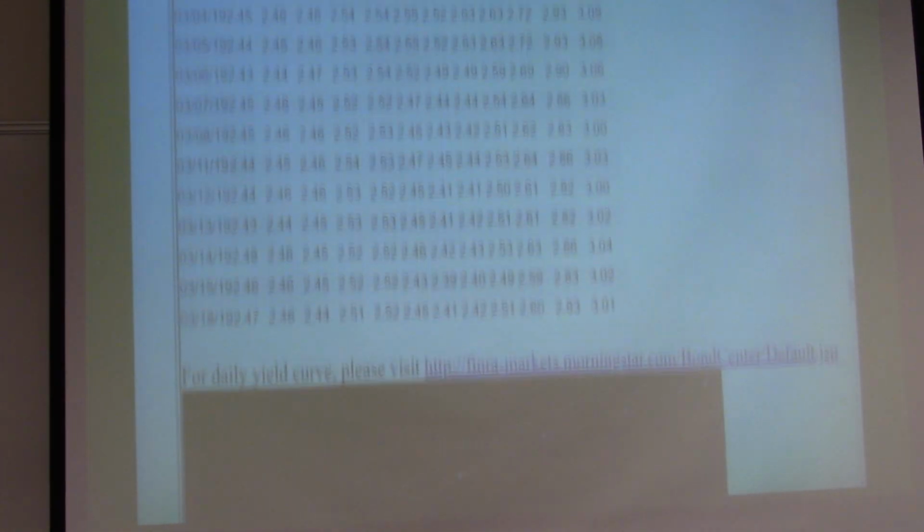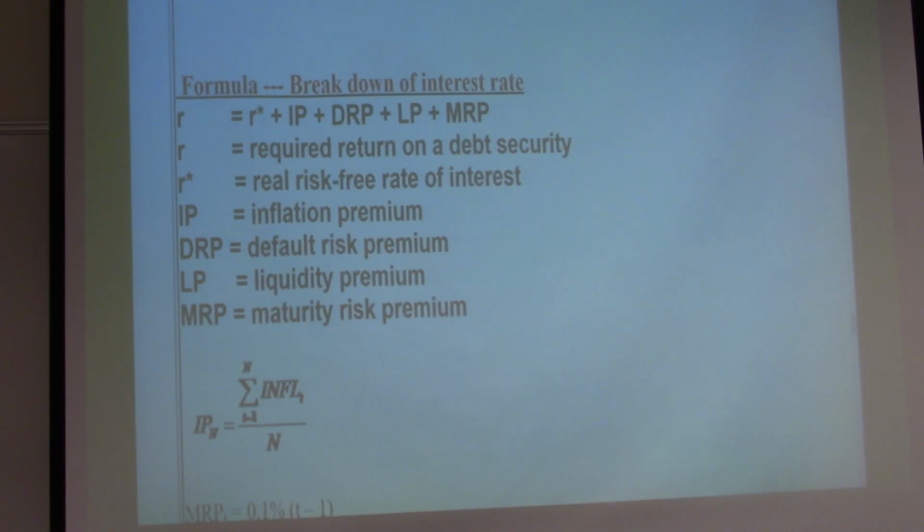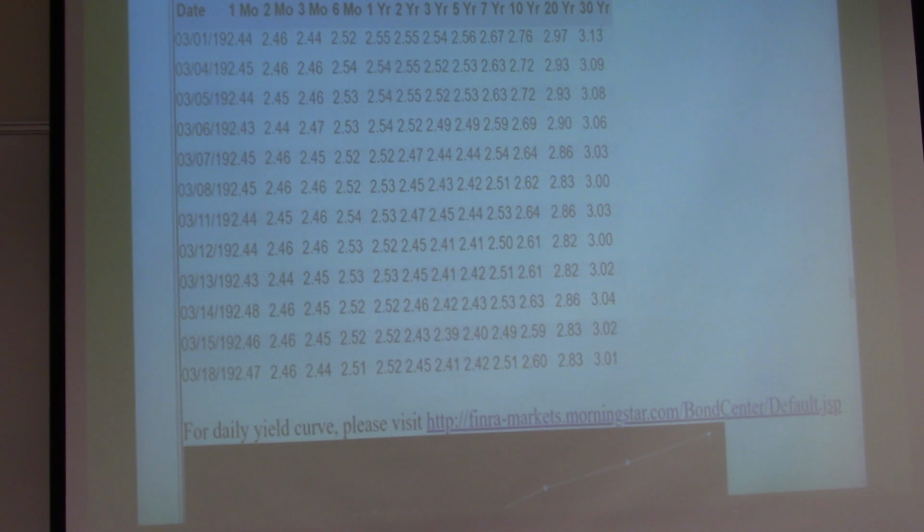And that explains why the long-term security should be higher. A 30-year treasury has the same real interest rate, and there's no default and no liquidity premium because both are treasury securities. But with a longer period, you have to add a maturity premium. Also, inflation could be high in the future, so long-term should be higher than short-term treasury securities. So 30 years has to be higher than 1 year.